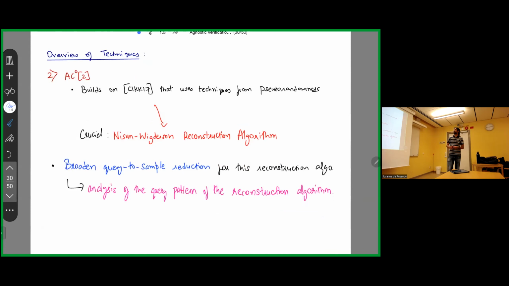And for AC0 parity, it builds on CIKK 17 crucially, which in turn uses techniques from pseudo-randomness. In particular, the CIKK learning algorithm is nothing but the Nisan-Wigderson reconstruction algorithm. So here we show how we can generalize this query to sample reduction framework to fit the queries made in the Nisan-Wigderson reconstruction algorithm as well. And this requires an analysis of the query pattern and the distribution of the queries inside.